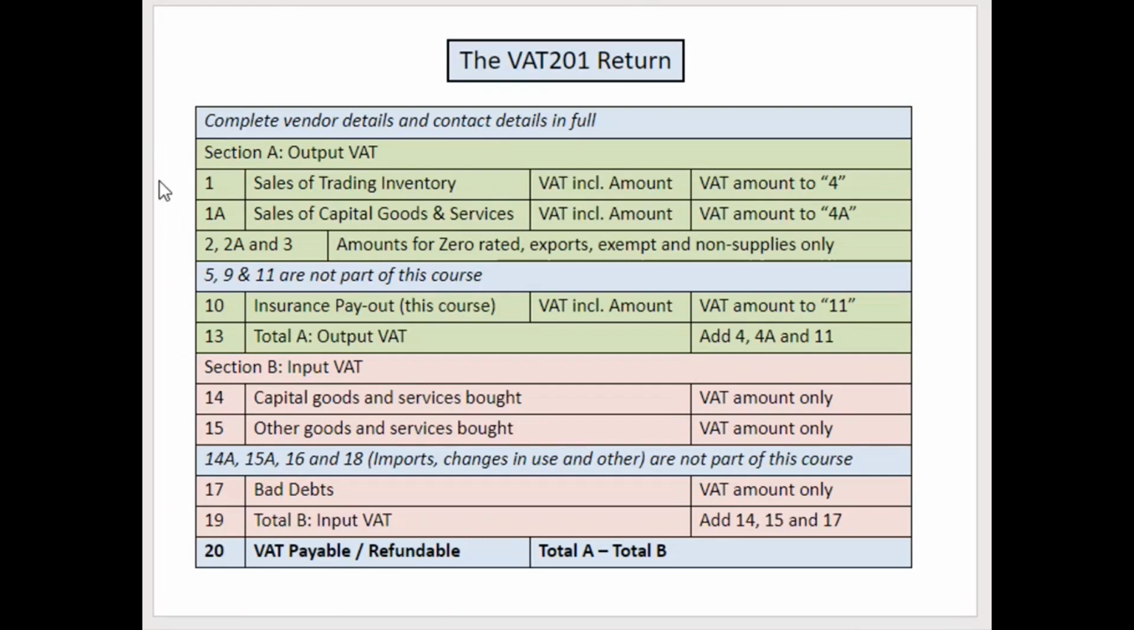So the way it works, there is a section A and a section B. Your output VAT, if your business is successful, will always be more than your input VAT. But if you are battling, your input VAT is going to be more. Except if you work in an export business. That is true, then your sales can be more than your input, if all your sales are exports. Good point, Alfred. So in point 1, you will only include the sales of trading inventory and nothing else.